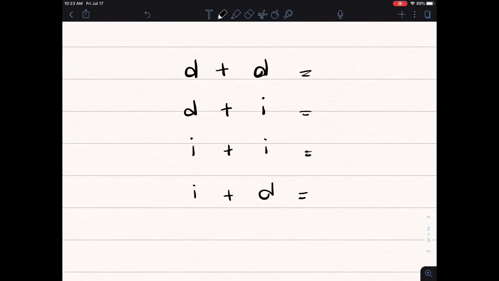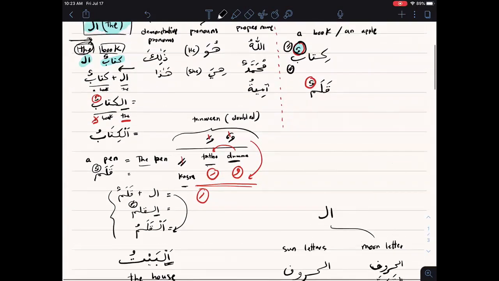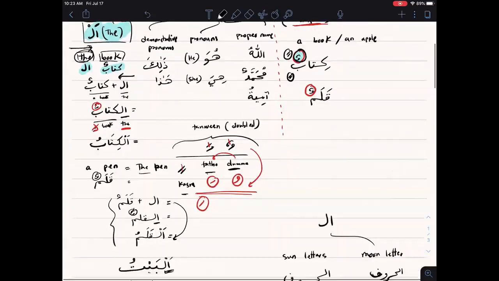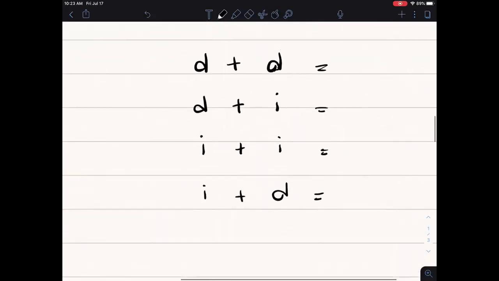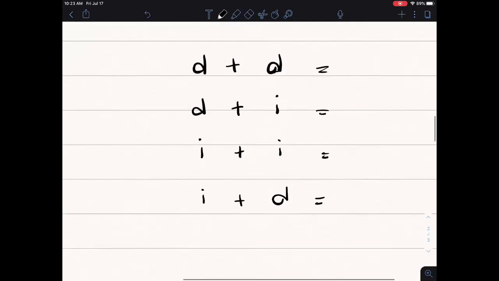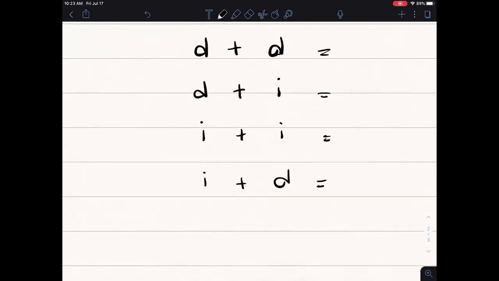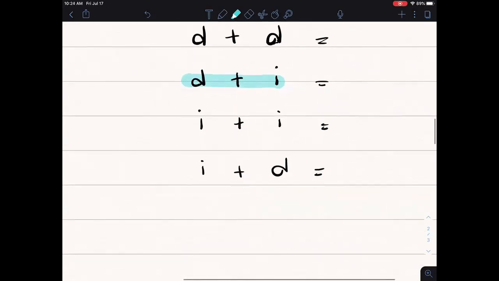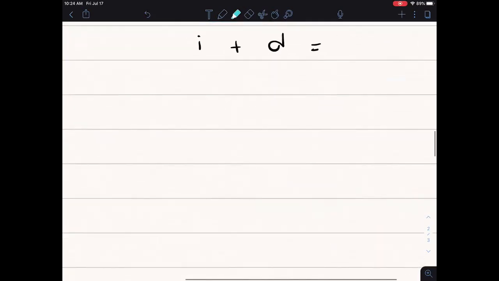The fact that we studied a little bit about this, you will see why it's important. The fact that we know pronouns are definite and demonstrative pronouns are definite will be super important. So you understand these combinations. I'll give you examples so it will be clear. Today, our focus will be only on this one. Maybe in chapter 4 or 5, they will talk about the other ones.